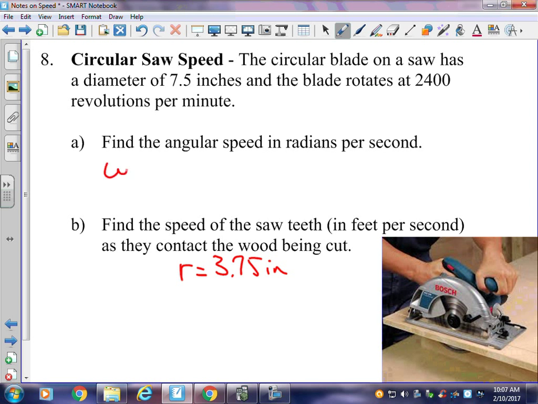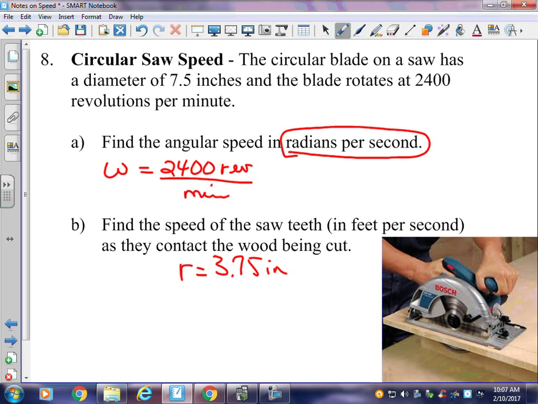Alright, omega equals, what am I writing down to get radians per second? That's what I'm looking for, but what do I start with? Revolutions per minute happens to be 2,400 revolutions every minute. Well, I've got some issues here. They want radians per second, and I'm in minutes, but we'll deal with that in a minute. Let's get the problem set up first.